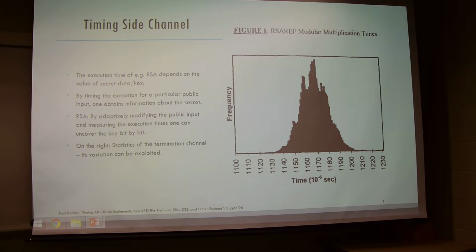One kind of side channel is the timing side channel. The execution time of, for example, RSA depends on the value of the secret data and the keys. By timing the execution for a particular public key input, one can obtain information about the secret. Here we say that RSA can be broken by adaptively modifying the public input and measuring the execution time. This is an attack we will discuss after spring break. Martin will teach this.